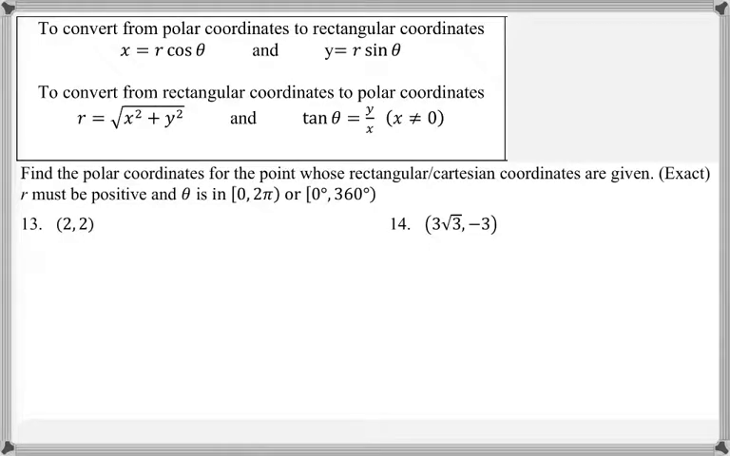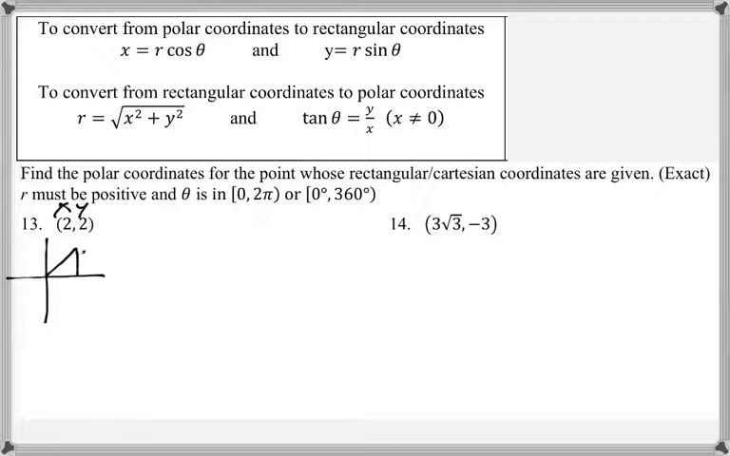For questions 13 and 14, it says, find the polar coordinates for the point whose rectangular or Cartesian coordinates are given. And r must be positive, and theta should be between 0 and 2 pi or 0 and 360, meaning it needs to be in the first revolution. So this is x, this is y. So if I graph this, I'm going to the right 2 and up 2.